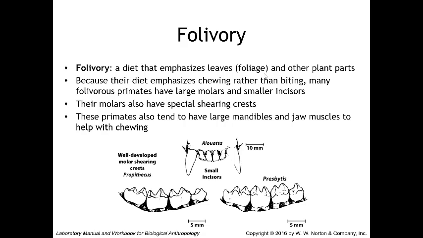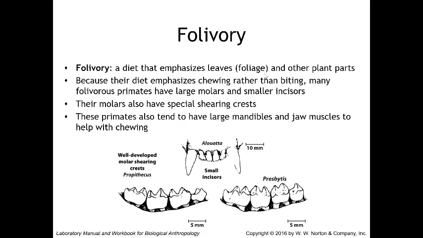Because their diet emphasizes chewing rather than biting, many folivorous primates have large molars and smaller incisors, right? What happens is before they can swallow the plants, they will have to chew and chew and chew and chew to break apart the plants, right? Their molars are large because they have to chew on these plants for so long.